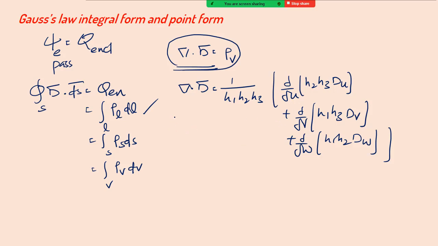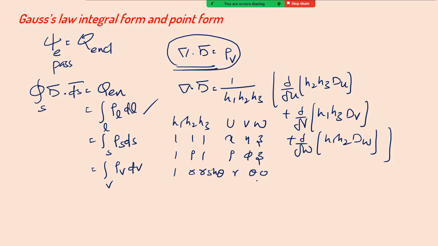Okay, for example, in the Cartesian coordinate system, h1 h2 h3 become 1 1 1, and u v w can be taken as x y z. In the cylindrical coordinate system, h1, h2, h3 can be taken as 1, rho, 1, and u v w as rho, phi, z. And in the spherical coordinate system, h1, h2, h3 can be taken as 1, r, r sin theta, and u v w are given by r, theta, phi. So in any coordinate system, we can use this particular formula for the divergence. Based upon the problem given, you need to choose the correct formula.